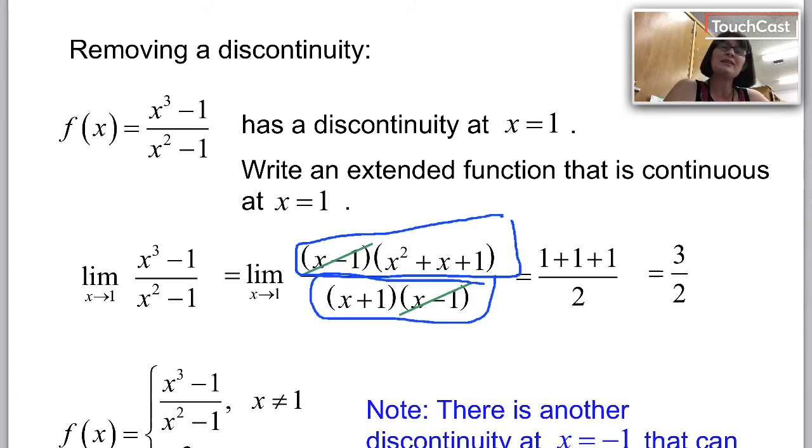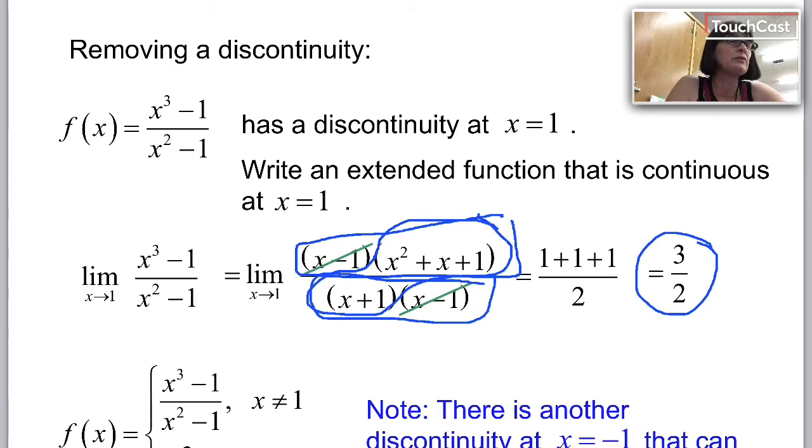So the limit as x approaches 1 of x cubed minus 1 over x squared minus 1 is the same as the limit as x approaches 1 of x squared plus x plus 1 over x plus 1. Now that I've been able to cancel out that x minus 1 factor, I don't have a divide by 0 problem. Now I can use substitution. So I'm going to replace all my x's with 1s. My numerator turns into 1 plus 1 plus 1. My denominator turns into 1 plus 1. And I have a limit. I've actually been able to compute the limit, even though I can't find the function value. The limit is 3 over 2.